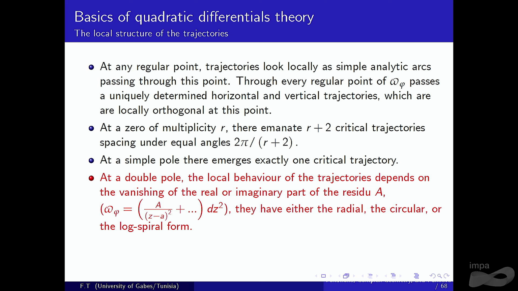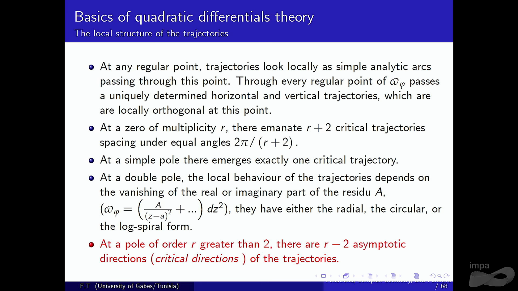At a double pole, the local behavior of the trajectory depends on what we call the residue of our quadratic differential at this pole. More precisely, if we write our quadratic differential like this, a over (z minus a) squared plus something lower, then everything depends on a. We have three cases. In other words, there exists a neighborhood of our pole such that any trajectory inside this neighborhood has one of three possible forms: either the radial form, or the circular form, or the spiral form.